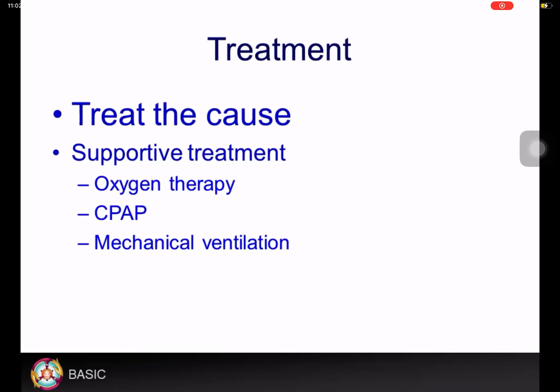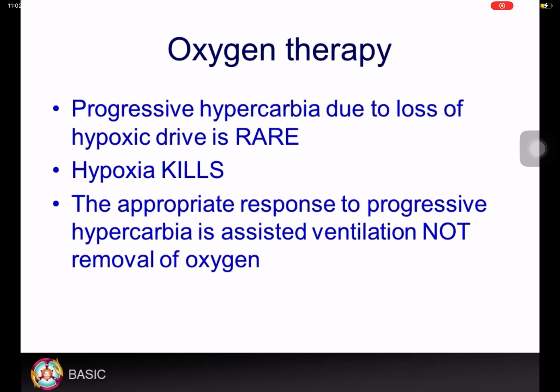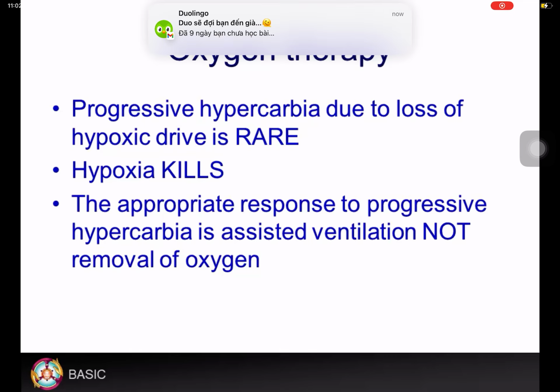As always, it is vital to treat the cause, as supportive therapy is futile if the underlying problem is not corrected. Supportive treatment of respiratory failure consists of oxygen therapy, CPAP, and mechanical ventilation. Note that progressive hypercarbia due to a loss of hypoxic drive is rare and that hypoxia kills. The appropriate response to progressive hypercarbia, therefore, is assisted ventilation, not removal of oxygen.